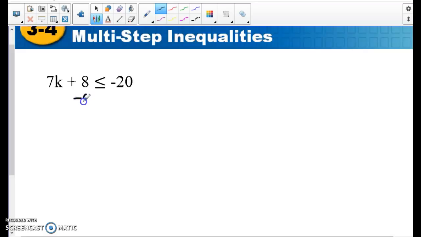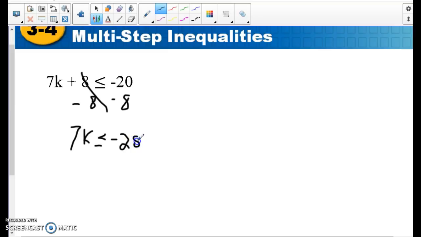So I'm going to subtract 8 from both sides. Subtract 8, subtract 8. Remember to use our calculators here so we're not making any silly mistakes. So I end up with 7k is less than or equal to negative 28.